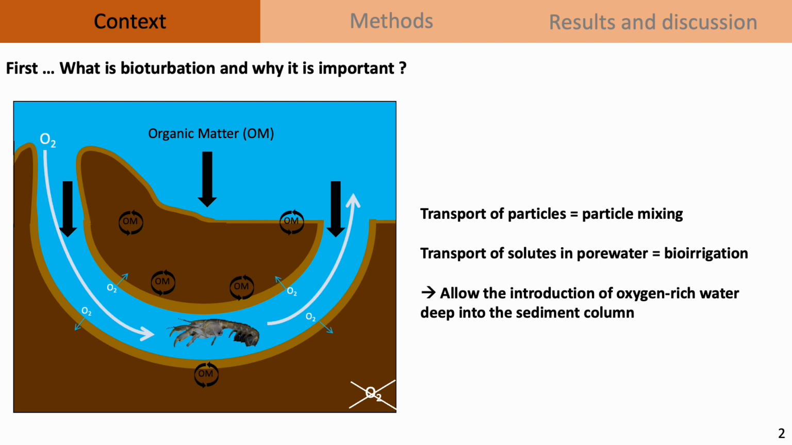But first, a short definition of what is bioturbation and why it is important in the functioning of benthic ecosystem. Bioturbation is basically the study of behavior of benthic organisms, and more particularly the consequences of this behavior on the sediment matrix. Indeed, through their locomotion and feeding activities, benthic organisms transport sediment particles, that is particle mixing, but also solutes in the sediment pore water, that is bioirrigation.